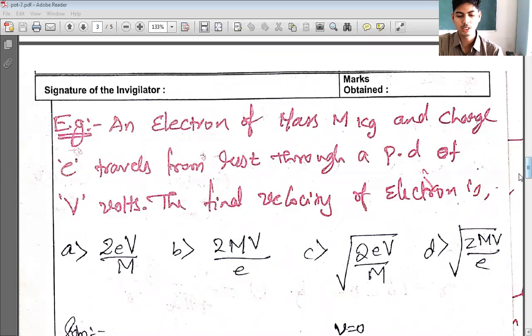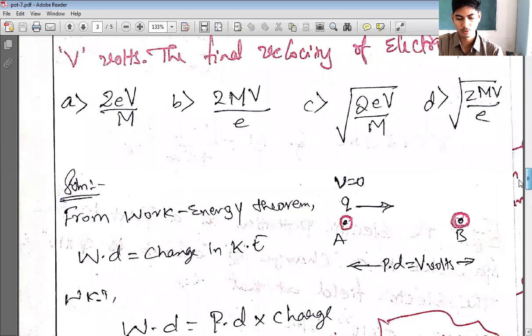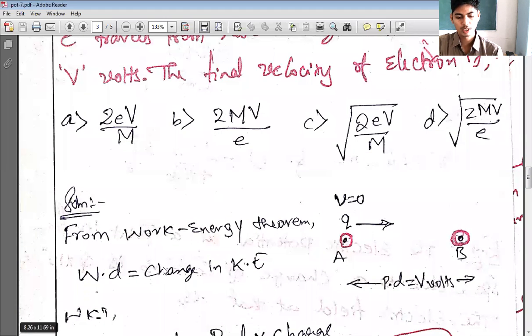What will be the change in kinetic energy? I'll just show you this concept. Work done is equal to change in kinetic energy. Now tell me what will be the change in kinetic energy. Charge on electron is E, potential difference is V volts, mass of electron is m.